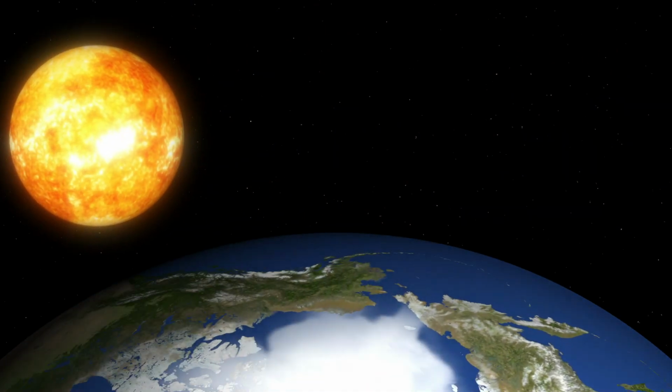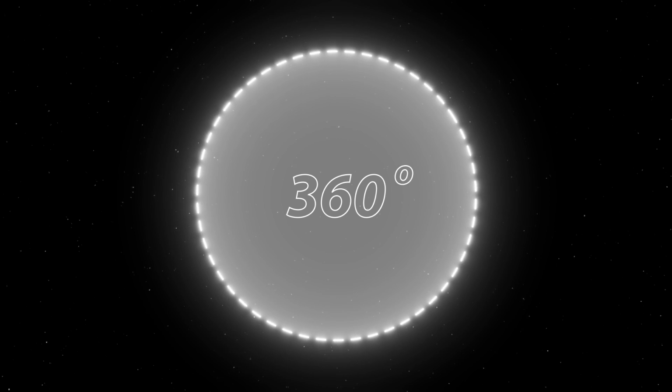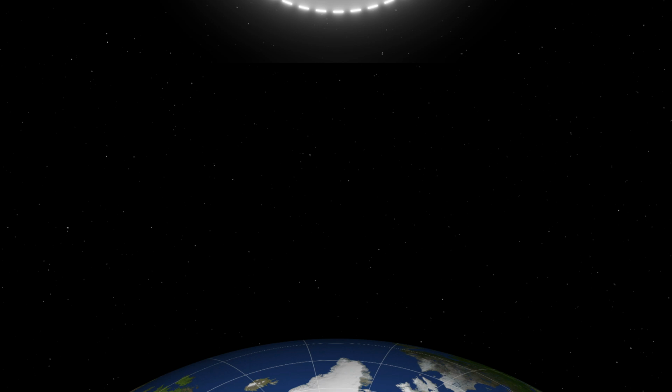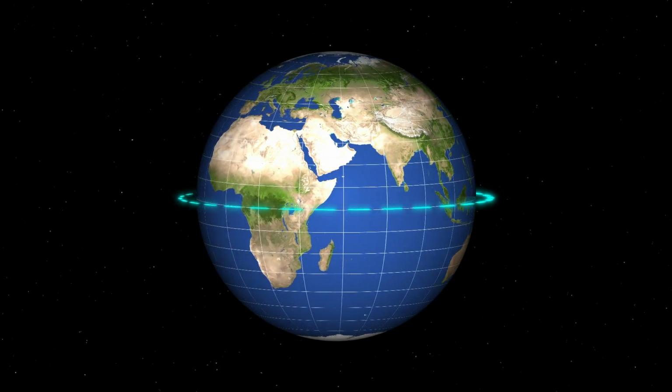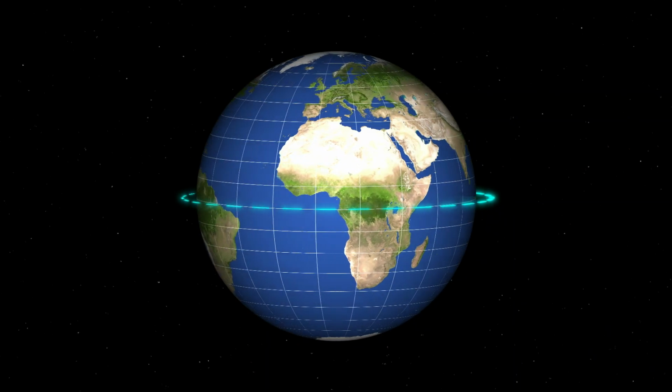Have you ever wondered why a day has only 24 hours or a circle has only 360 degrees? The reason for this is really simple and straightforward. Let's start with the rotation of the Earth. Earth rotates eastwards once on its axis in about 24 hours with respect to the Sun.